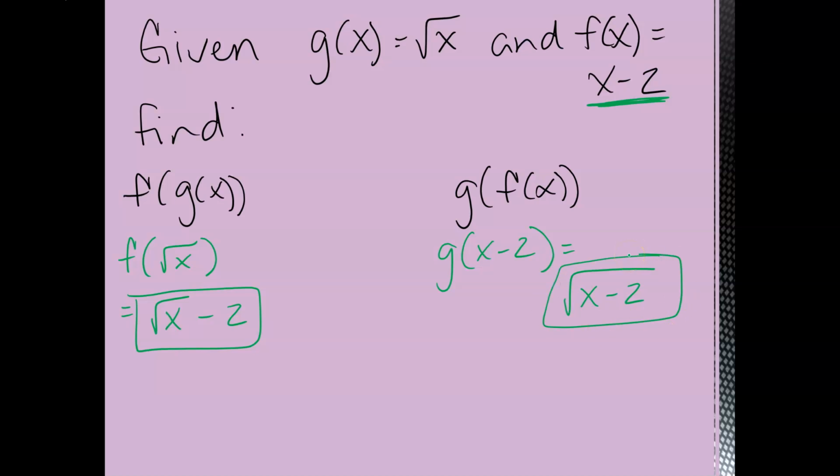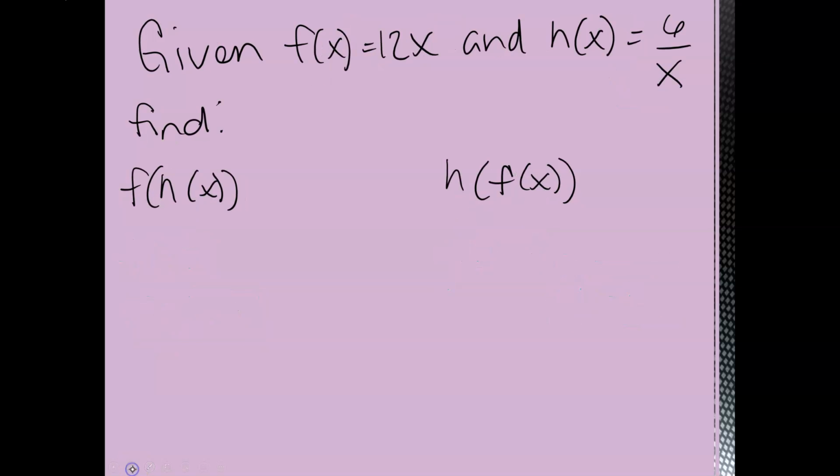Okay, and we're sticking to the simpler ones today. We're going to have another video that's going to make up the level of these, but I want to make sure you understand the process first before we up the ante. Okay, so this one says f of x is 12x and h of x is 6 over x.